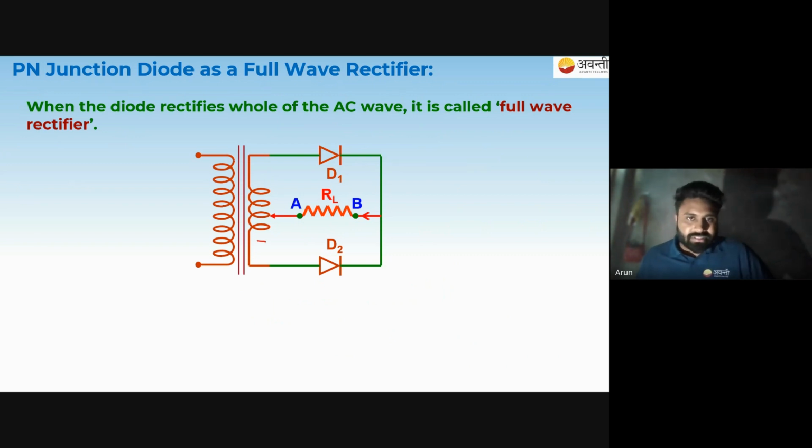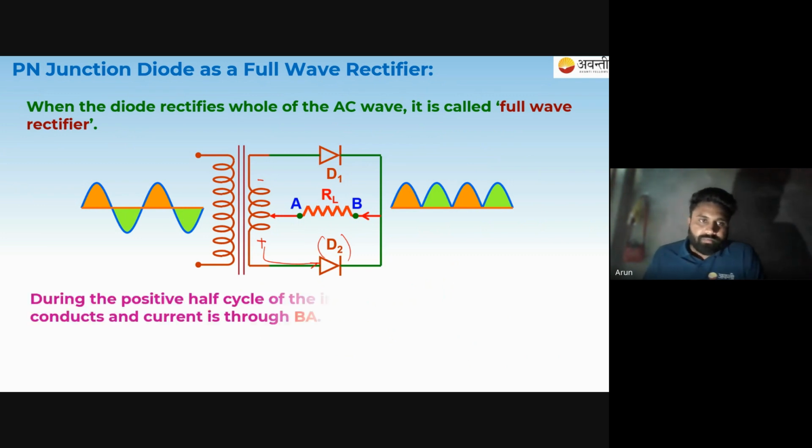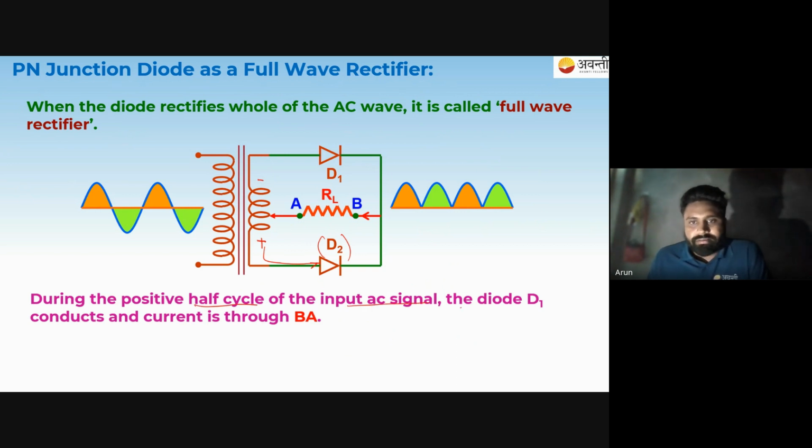But when it changes its polarity from positive to negative, this diode will act as forward biased, the diode number two. Now, this is the final value of the alternating current. The negative cycle of the current is rectified by this D2, the other diode that we have used. Okay, got it? If you see, during the positive half cycle of the input AC signal, the diode D1 conducts the current through BA.